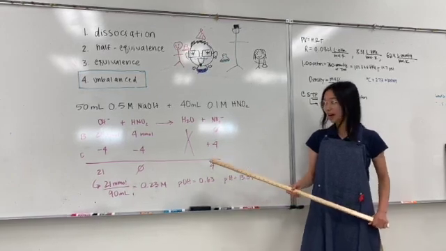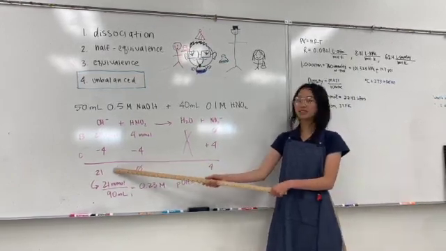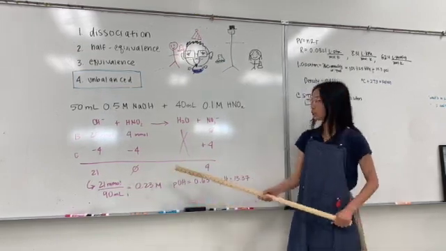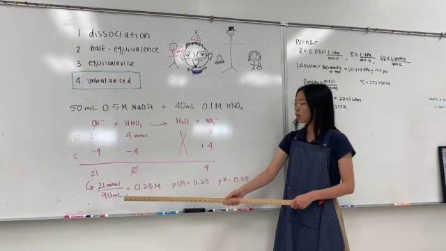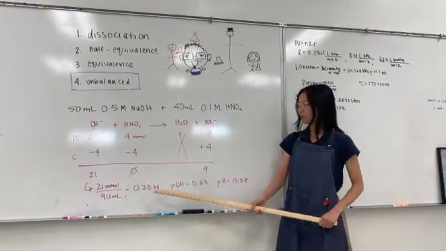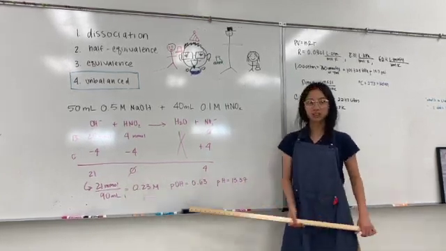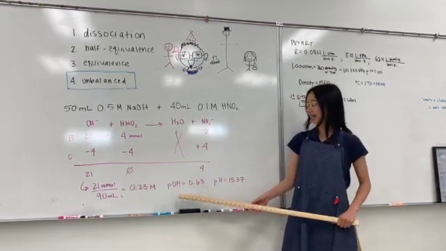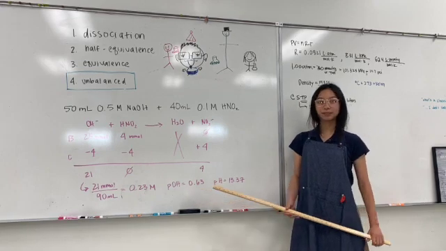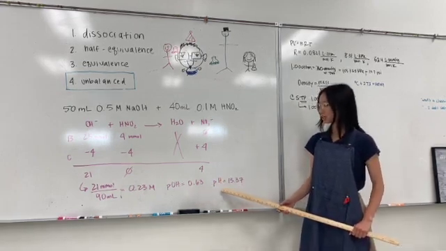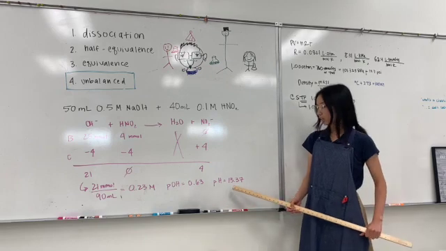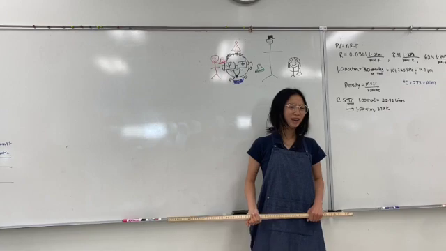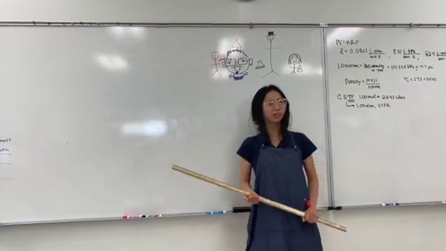That's why when we want to find the pH, we only care about the leftover OH minus remaining from the initial amount. So, we take 21 millimoles and divide it by 90 milliliters to get 0.23 molar concentration of OH minus ions. When we take the negative log, we get 0.63 as our pOH, which means our final pH is going to be 14 minus pOH, which gives us 13.37. That was a lot of content, but good job guys for pushing through it.